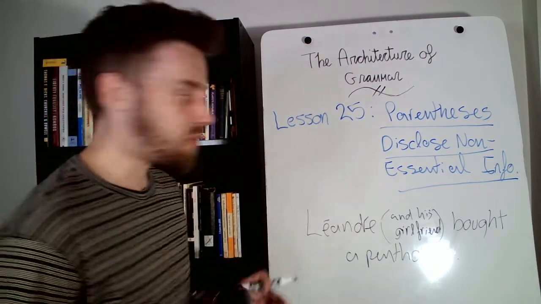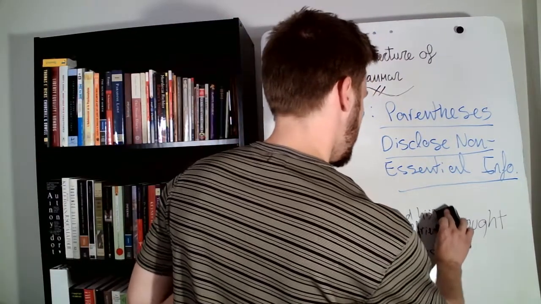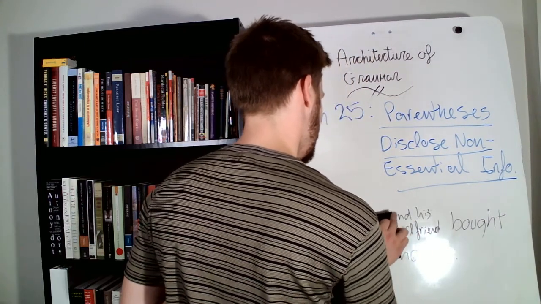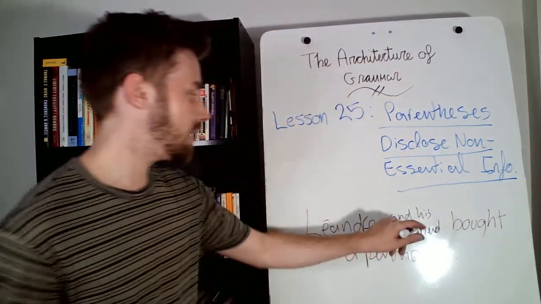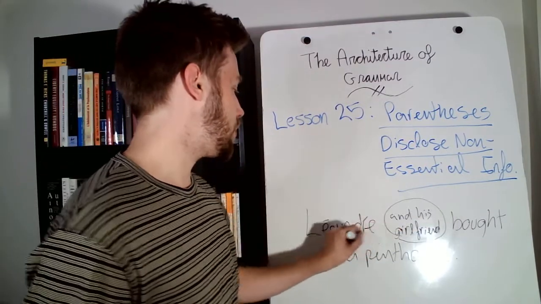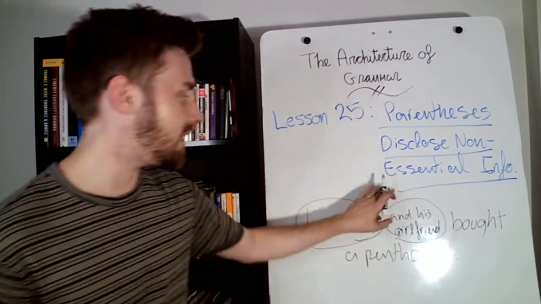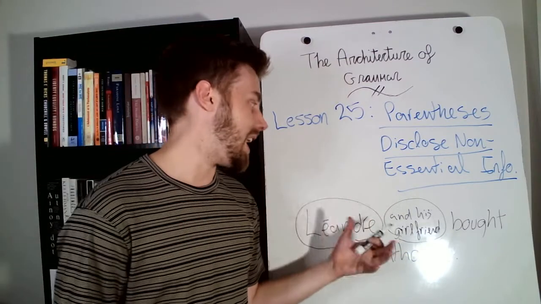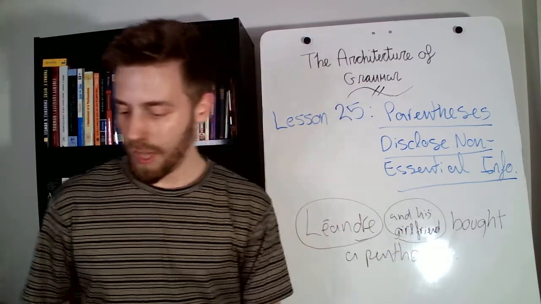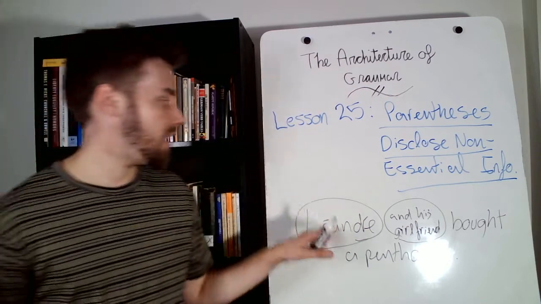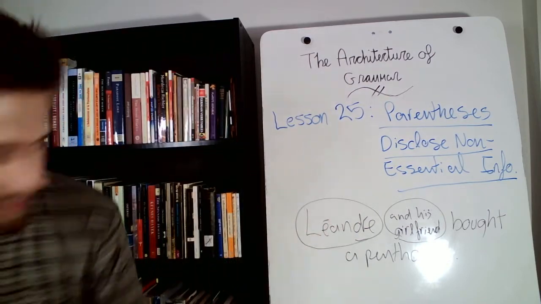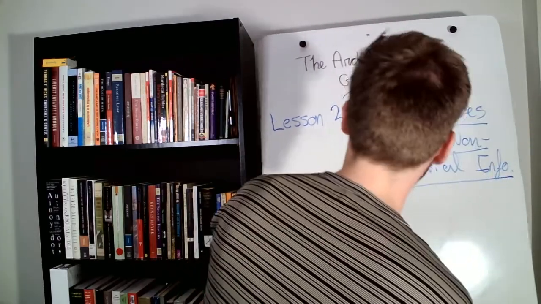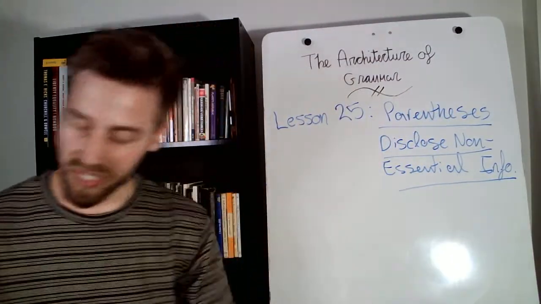Now, it's different if I remove the parentheses and I say Léandre and his girlfriend bought a penthouse. Then in this case, his girlfriend has just as much importance as Léandre. But the fact that I put it in the parentheses actually shows that it has less importance. Now, the other thing is you could have a sentence, and then have another sentence in parentheses.